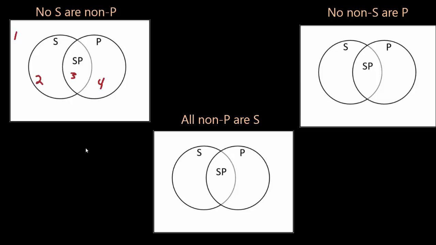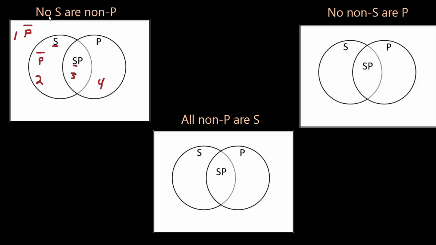Okay, so the first thing that we should do, since it says no S are non-P, is to figure out in what areas we have our S's. I already have that labeled for us. So our S's are in areas 2 and 3. The next thing we want to figure out is where our non-P's are. We have non-P's in area 1 and in area 2 because those are outside of the P circle.